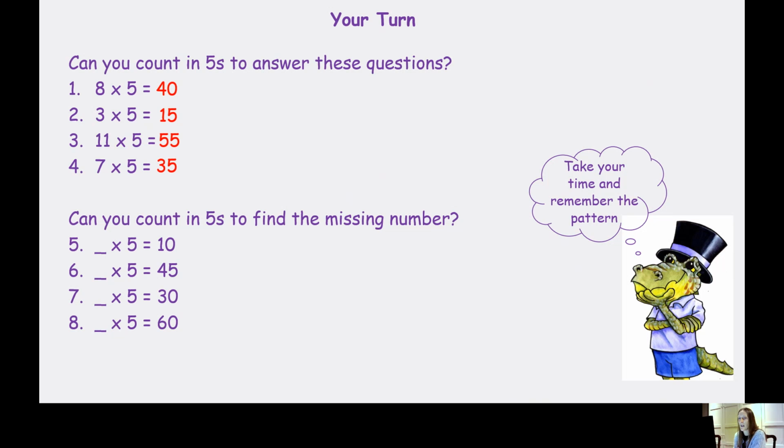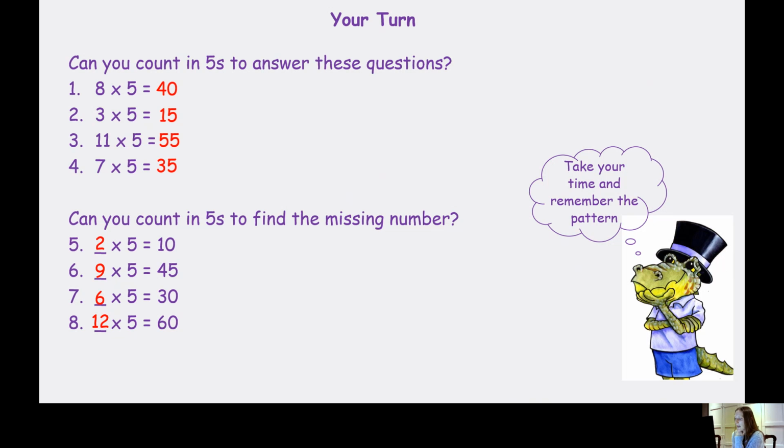Something times 5 makes 10. Well, that is 2 times 5 makes 10. And then something times 5 makes 45. Oh, we've got the answer there, that's 9. And then something times 5 is making 30. Let's have a look, that is the answer of 6. And then something times 5 makes 60. Let's have a look. The answer there is 12. Did you get those ones all right?